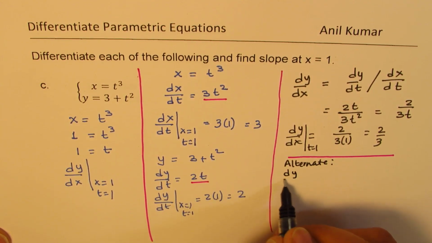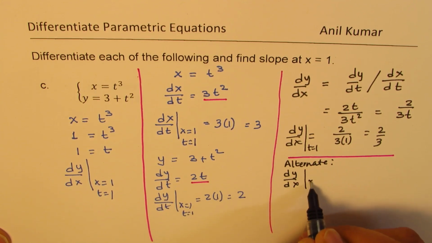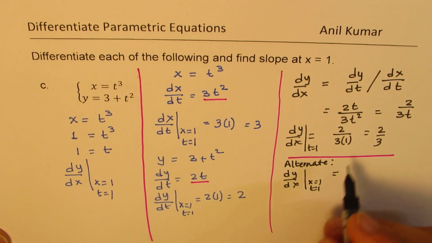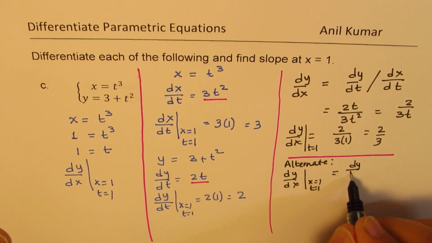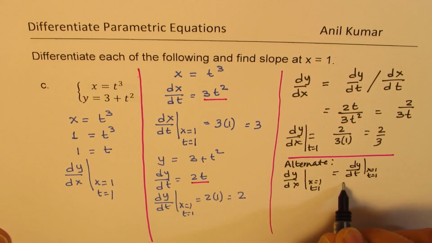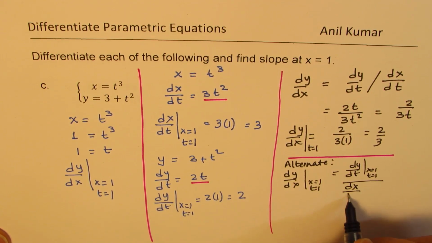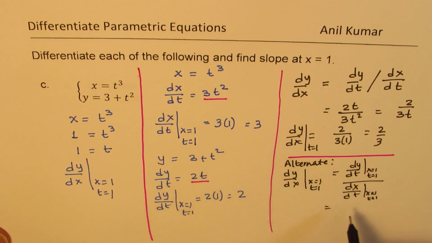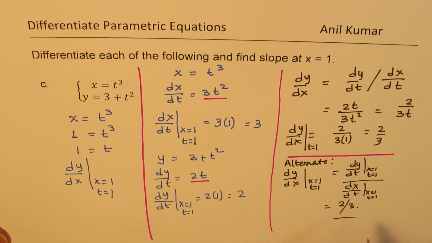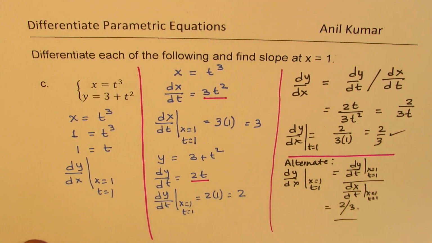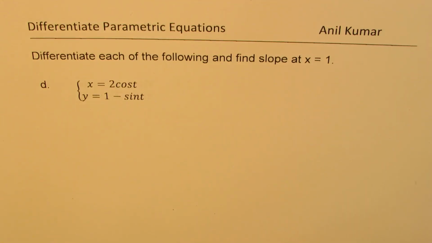You can say dy/dx at x equals 1 and t equals 1 is equal to dy/dt at x equals 1, t equals 1, divided by dx/dt at x equals 1, t equals 1. And then you have these values 2 and 3. So we get 2 over 3 as our answer. Either way, you could do it. Perfect. Let's move on and take the next question.